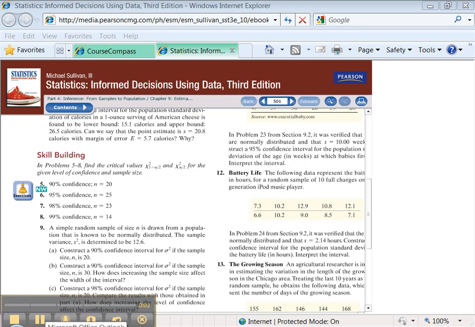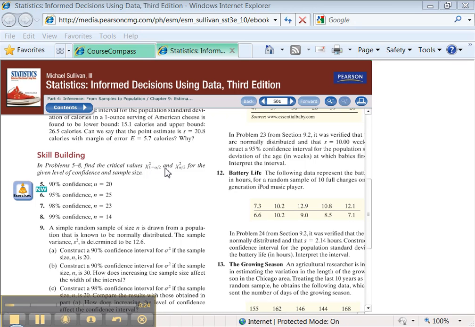There are a few problems that I want us to work through together for 9.4, just to kind of figure all this out because there's a lot going on. First thing I want us to do is number 5 here. It's supposed to find the critical chi-square values. That's what these are. They're not x. It's chi, C-H-I. It's a Greek letter.